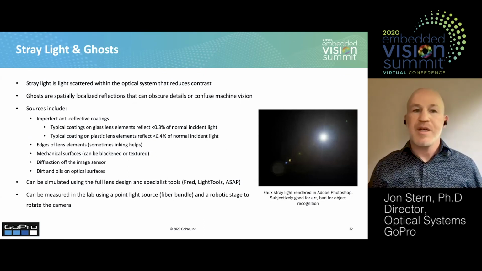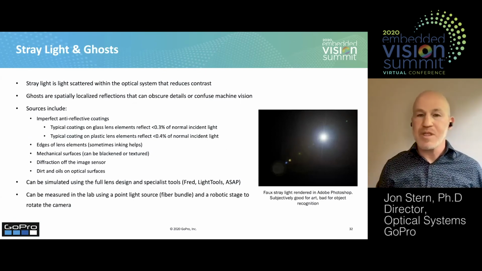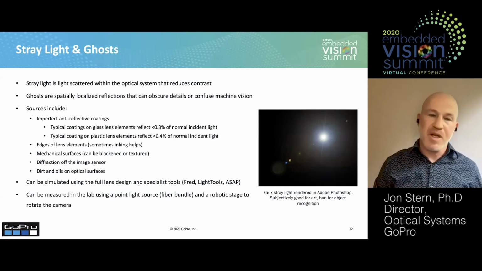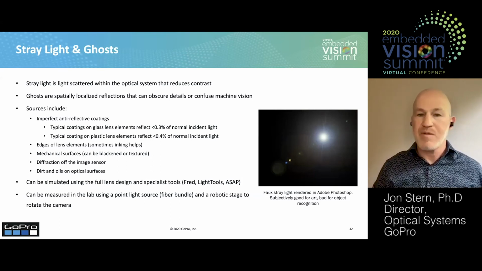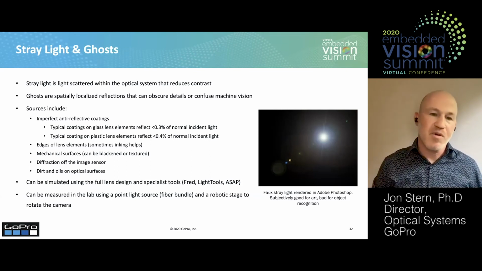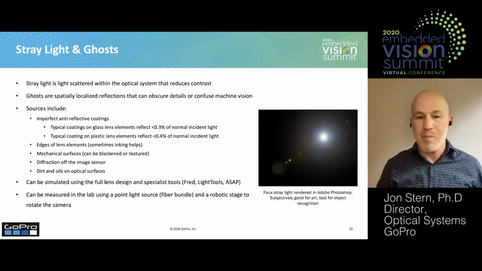Stray light is light that's scattered within an optical system and reduces contrast. The term ghost is typically used to refer to spatially localized reflections that can obscure details or confuse machine vision. Sources include imperfect anti-reflective coatings. Typical coatings on a glass lens element reflect about 0.3% of normal incident light. Typical coatings on plastic elements reflect about 0.4% of normal incident light.